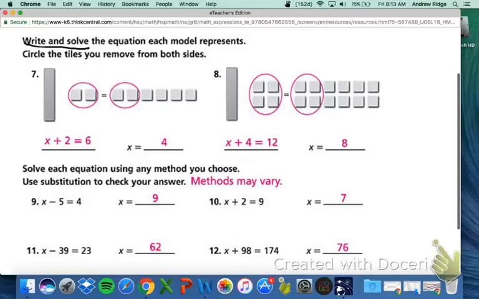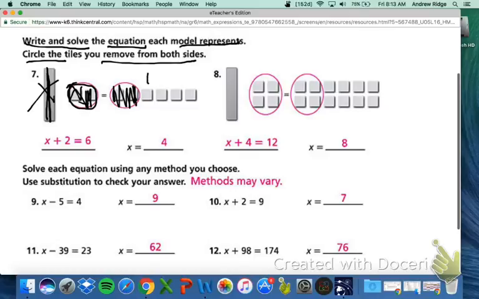Write and solve the equation each model represents. Circle the tiles you remove from both sides. So here we have an x. These long ones stand for variables. We're adding 2 to it right over here. So in order to remove it, we have to take that 2 away. What we're left with is this variable, x, is equal to 1, 2, 3, 4, which is what we see down here.